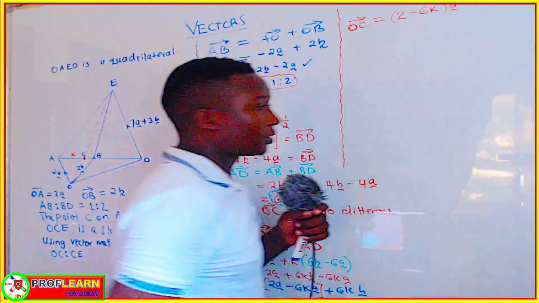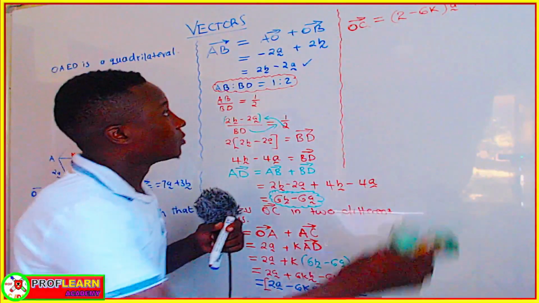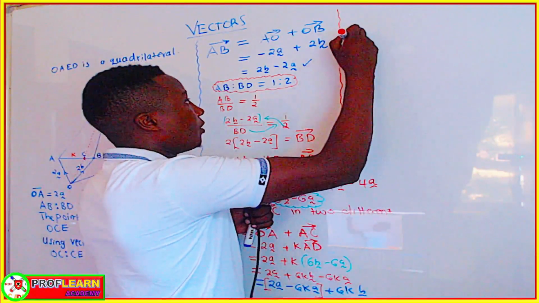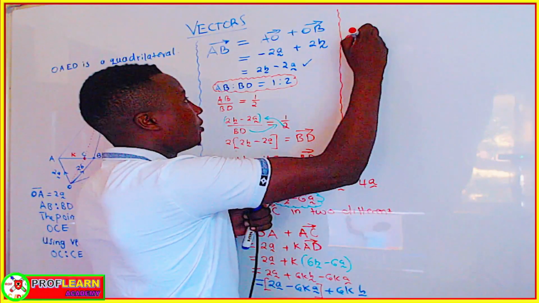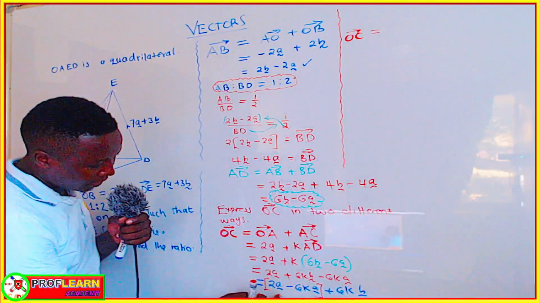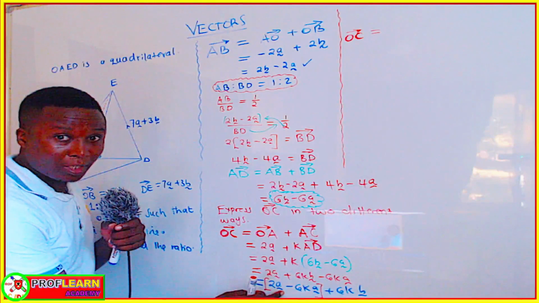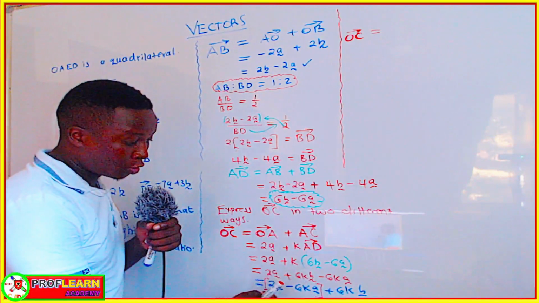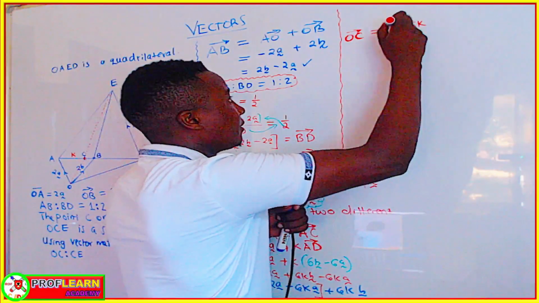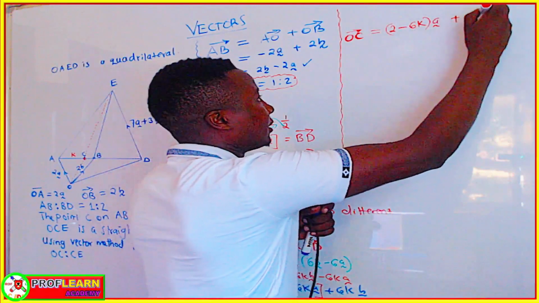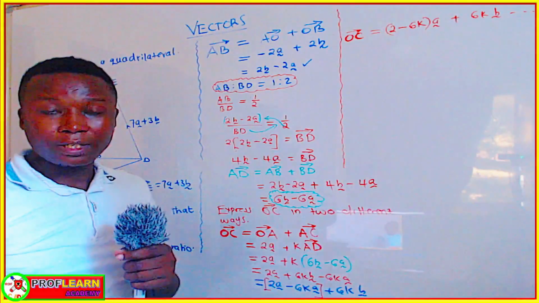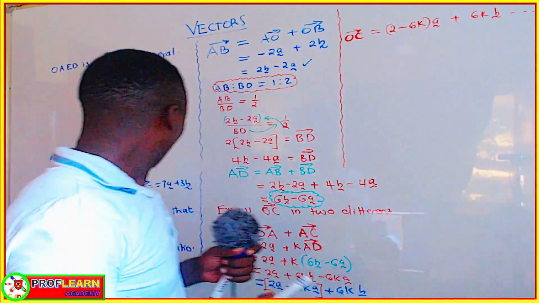Therefore, our first form of OC can be written as, if we factor out A in this particular part, we are going to have 2 minus 6K vector A plus 6K vector B. And this becomes our first equation, our first form of OC.